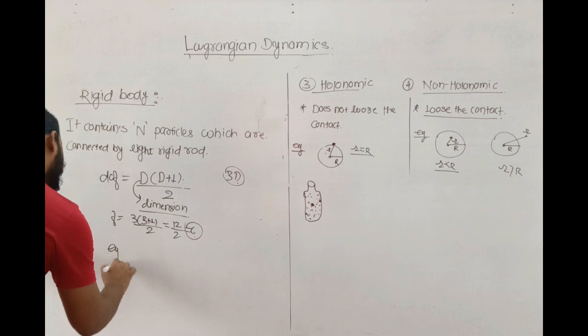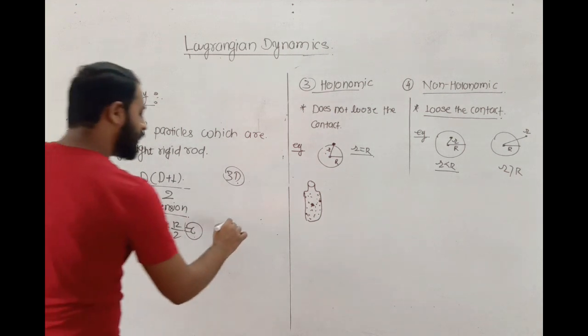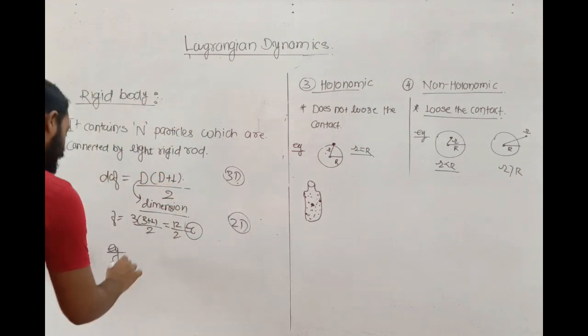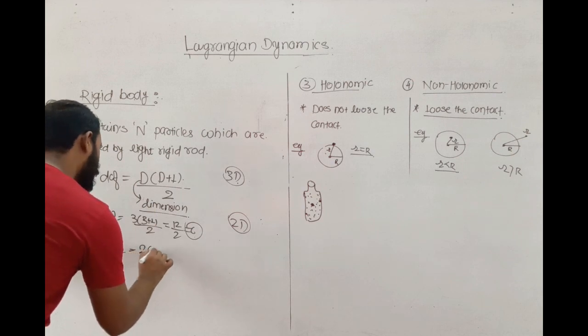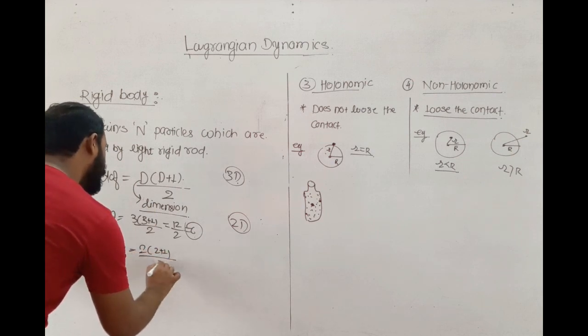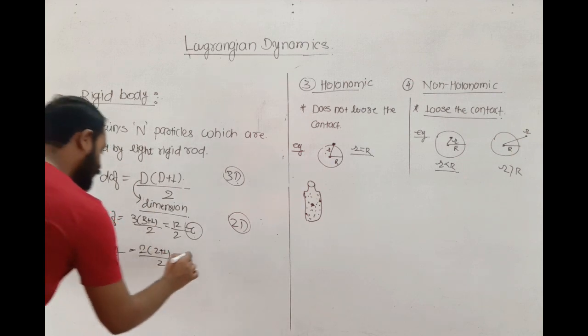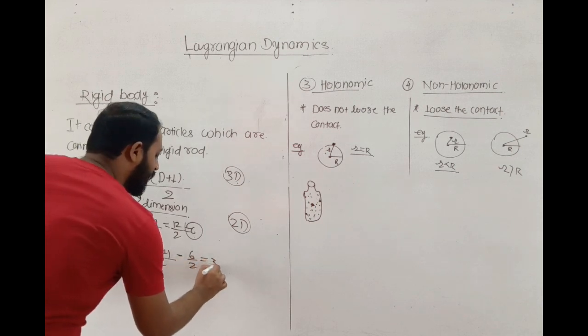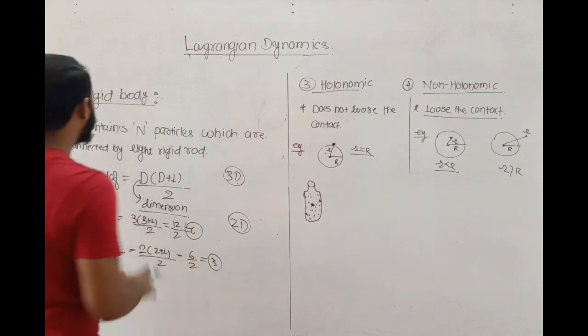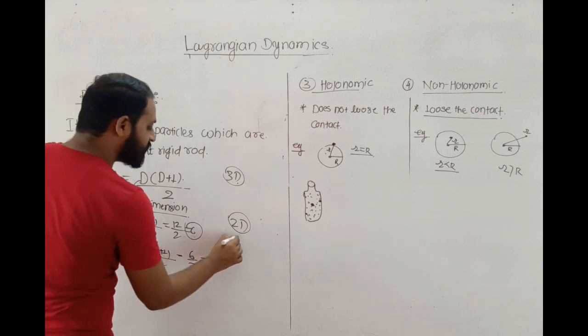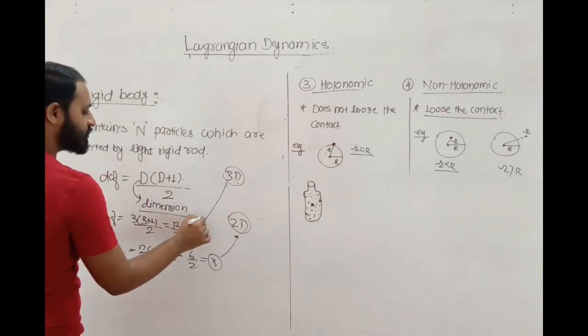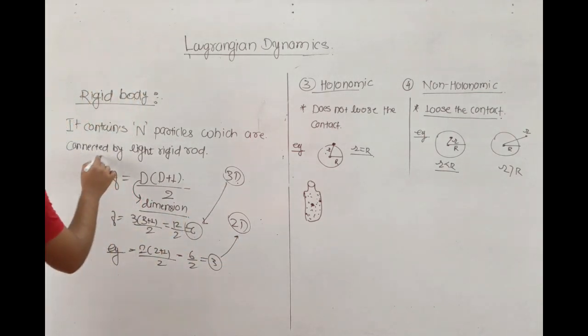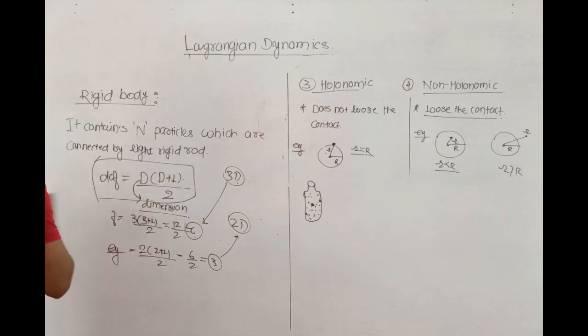Second example, put D now as 2 dimensions. 2 into 2 plus 1 by 2. This is 3, 3 into 2 is 6, 6 by 2 is 3. So the degree of freedom for a rigid body in 2 dimensions is 3 and for 3 dimensions is 6. तो देखिए ये शॉर्ट ट्रिक आपको ध्यान में रखना है.